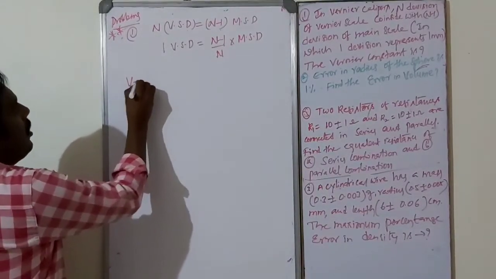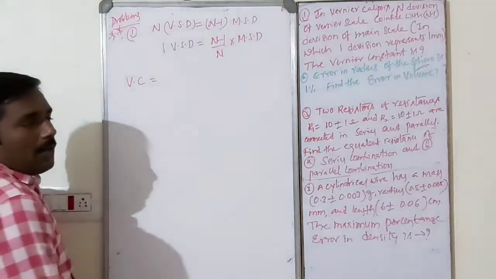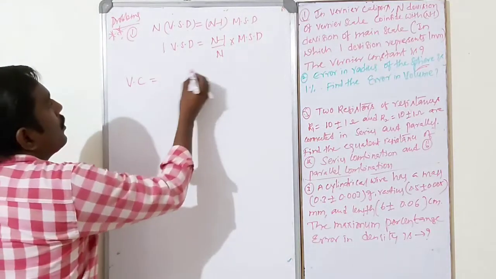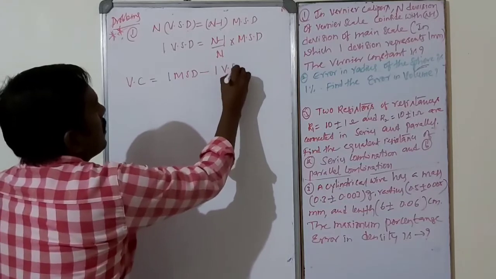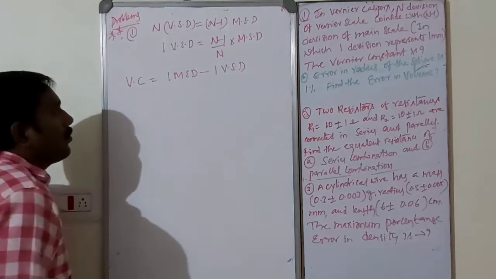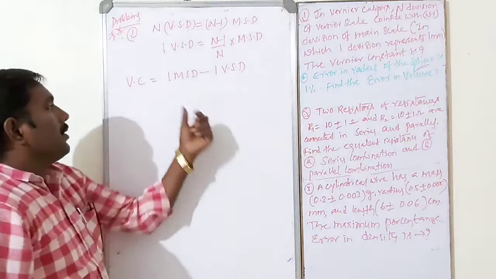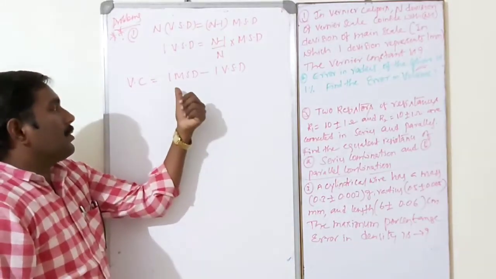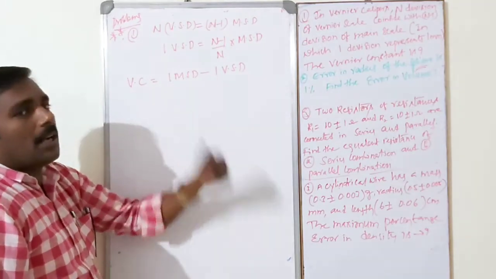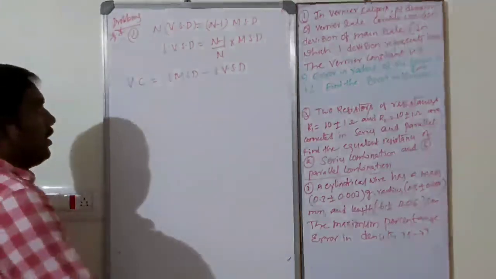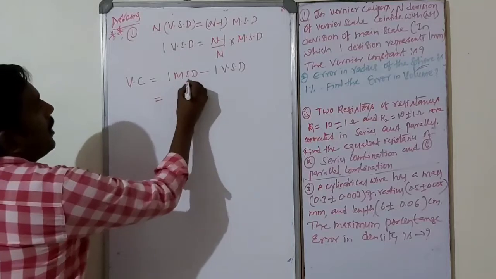Vernier constant formula: vernier constant is equal to 1 main scale division minus 1 vernier scale division. This is the formula to find the vernier constant. In practicals, 1 main scale division minus 1 vernier scale division is nothing but the vernier calipers constant.